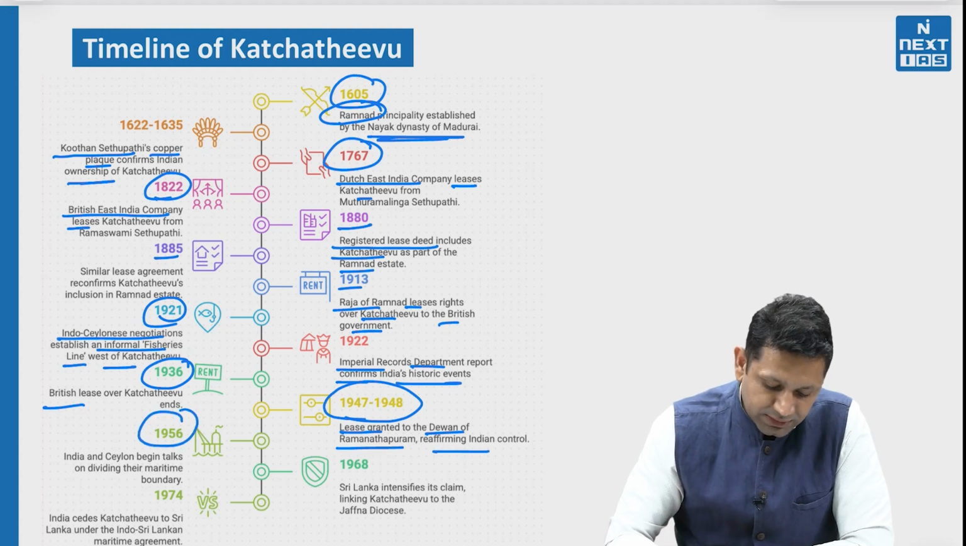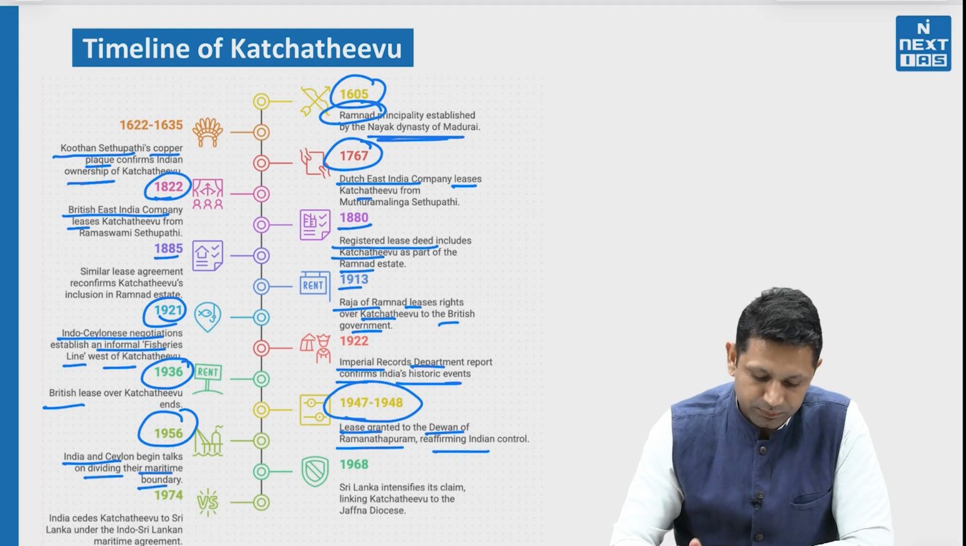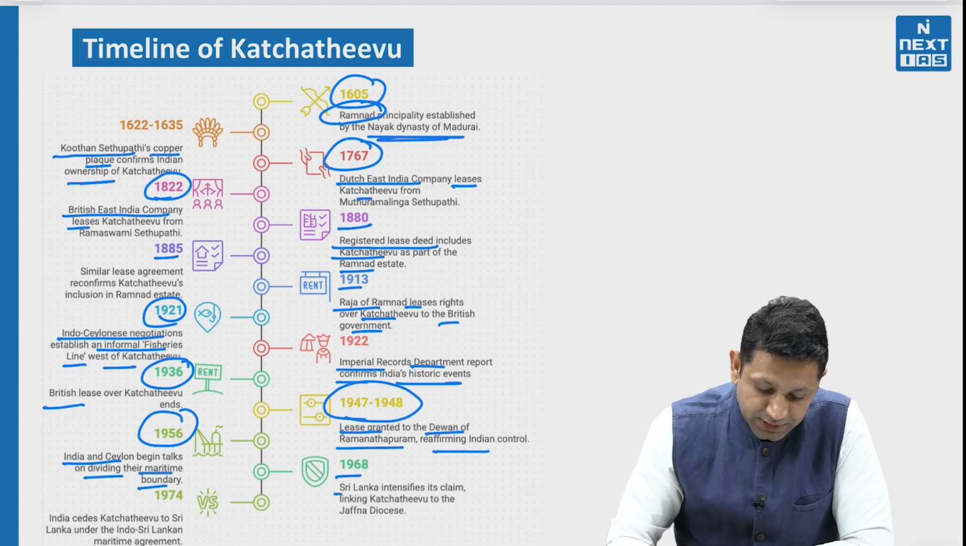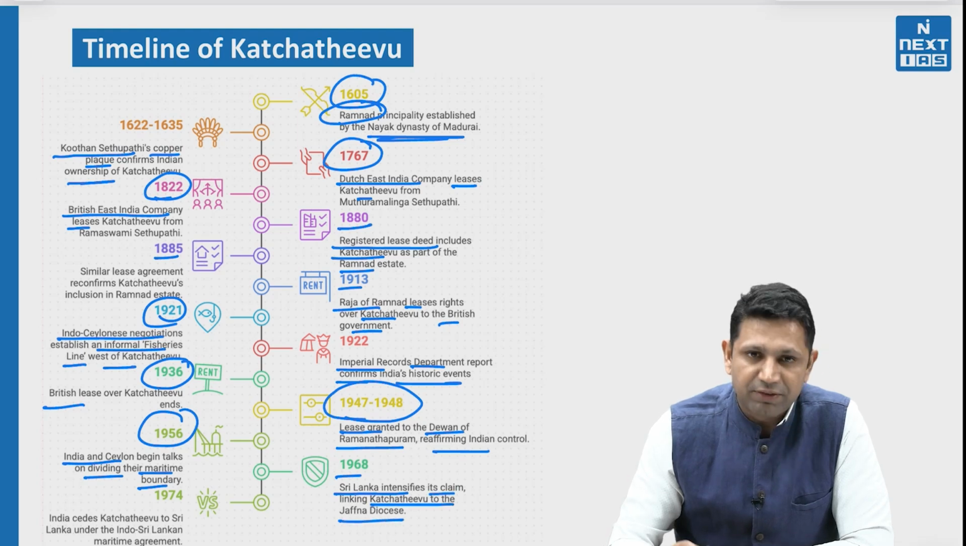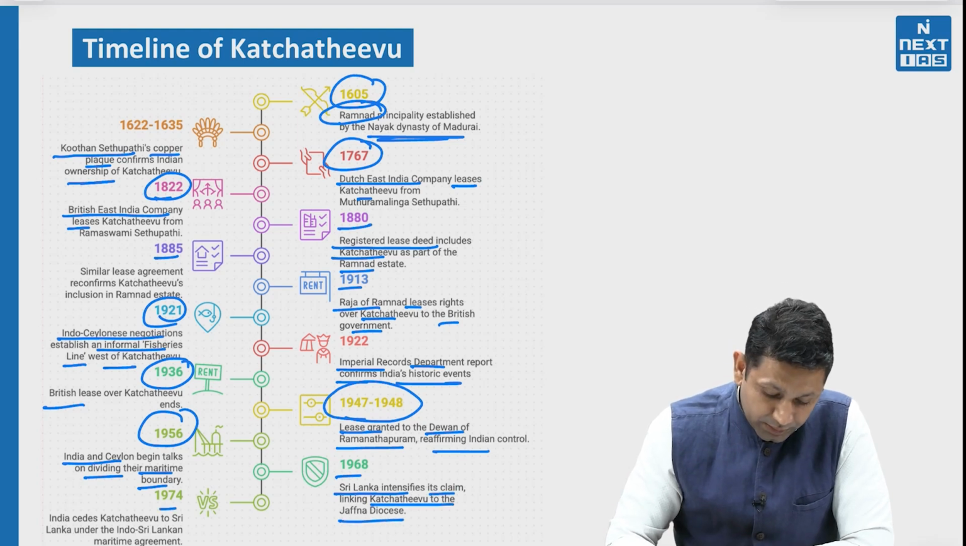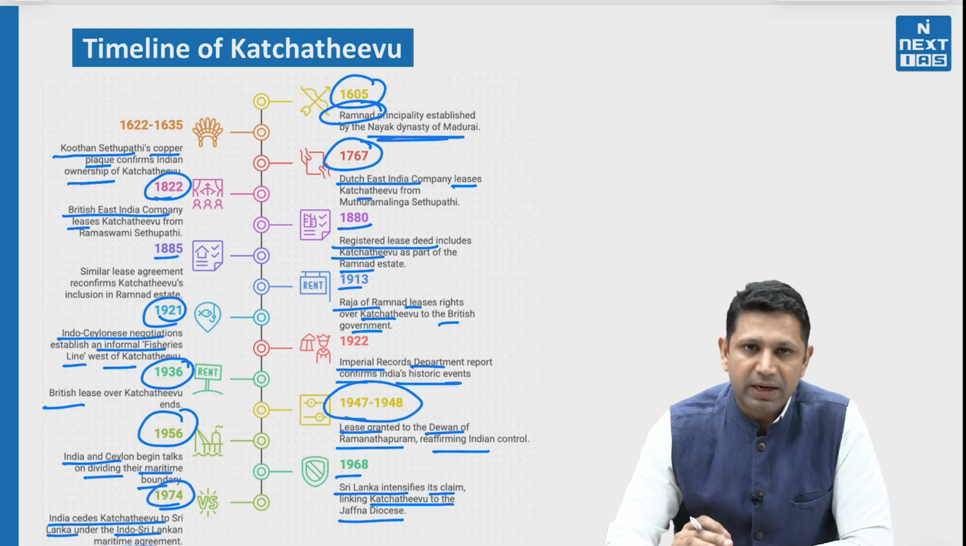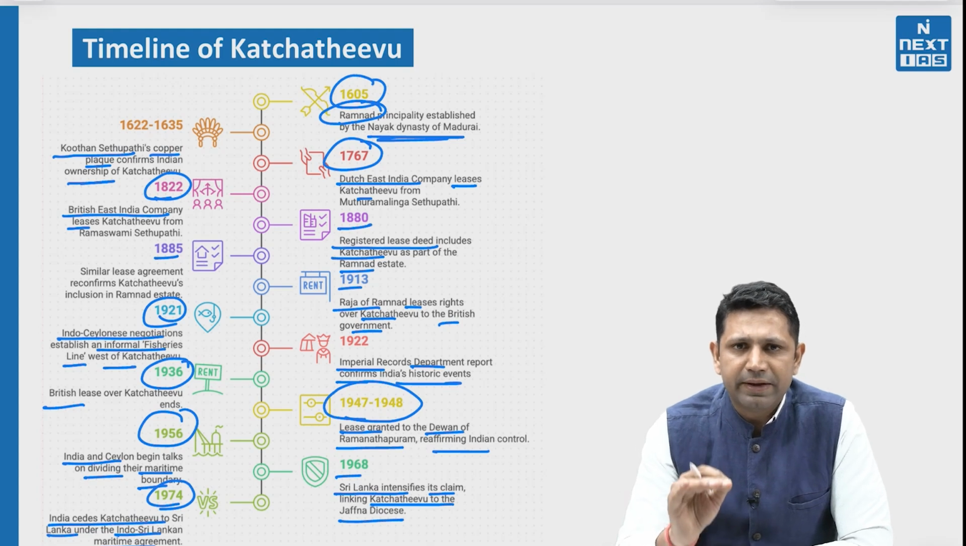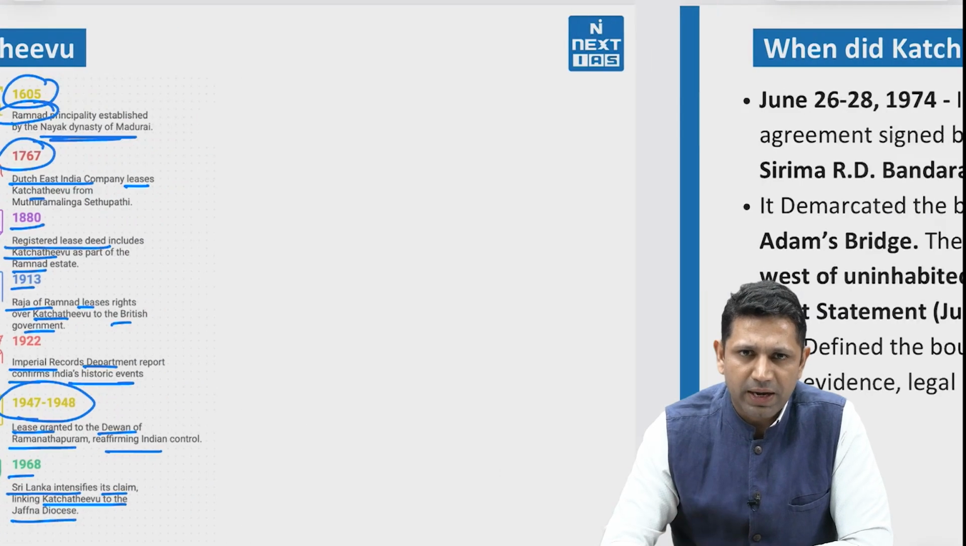And in 1956, India and Ceylon begin talks over dividing their maritime boundary. In 1968, Sri Lanka intensifies its claim, linking Katchatheevu to the Jaffna diocese. Then in 1974, India ceded the Katchatheevu to Sri Lanka under the Indo-Sri Lanka Maritime Agreement. So this has been the history of the Katchatheevu Island.